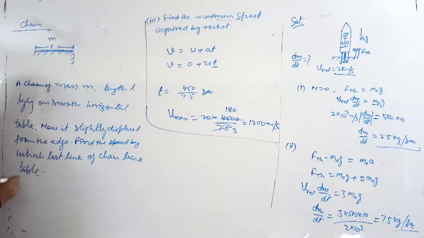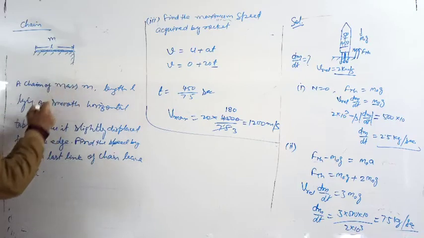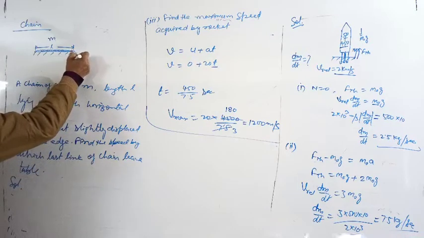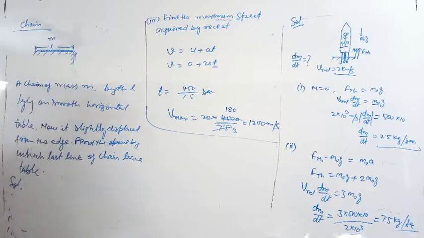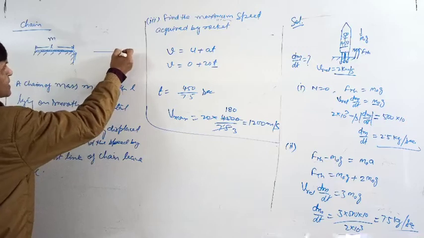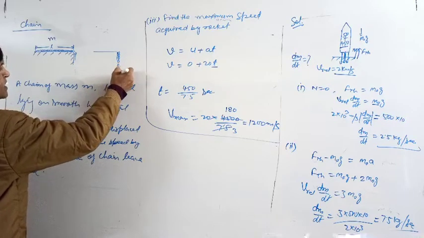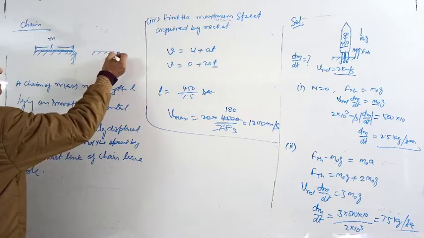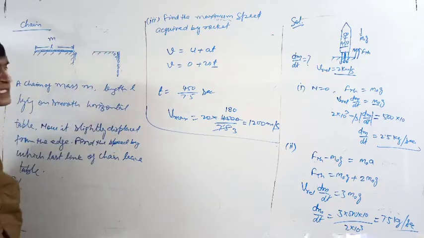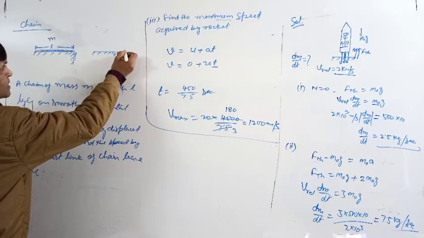Last link of the chain leaving the table means, as it is slightly displaced and since it is frictionless, the chain starts falling in that direction. Last link means when the chain was about to leave the table, all of the chain comes off the table. So then what is the speed of the chain?